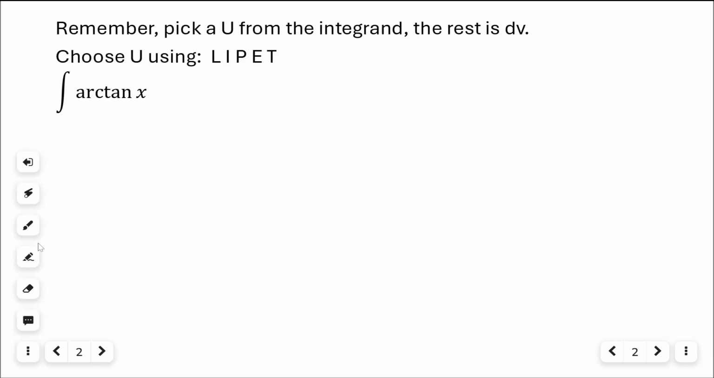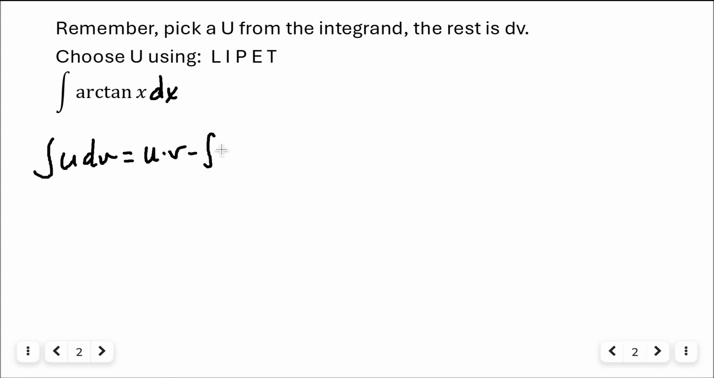Okay, so let's first start with a function here. We want to integrate arctangent of x, with respect to x. Okay, remember our parts formula. We have the integral of u dv is equal to uv minus the integral of v du. Remember we're picking a u and we're picking a dv, right? And basically we're picking dv because it's the stuff that's not du.